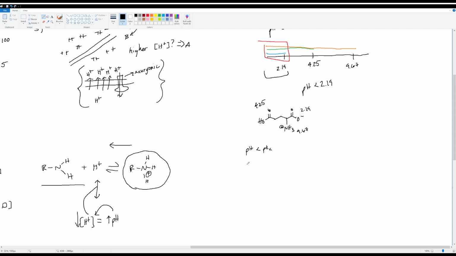Less than, very nice. So our pH must be less than 4.25. Okay, for our amine, we're protonated. We can use the exact same logic as before. Our pH must be less than our pKa. So our pH must be less than 9.67. And now, when we look at our carboxyl group, is this guy protonated or deprotonated?